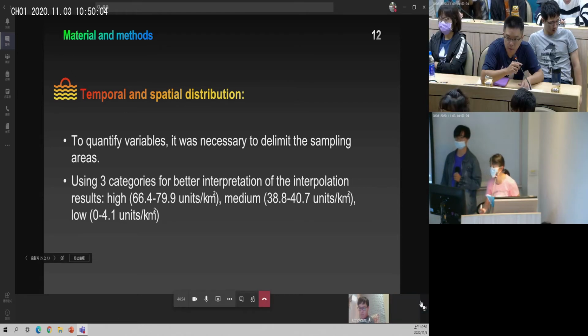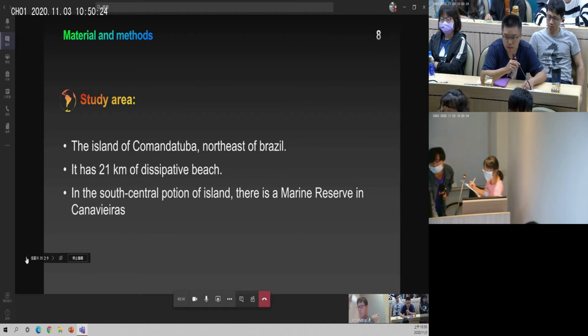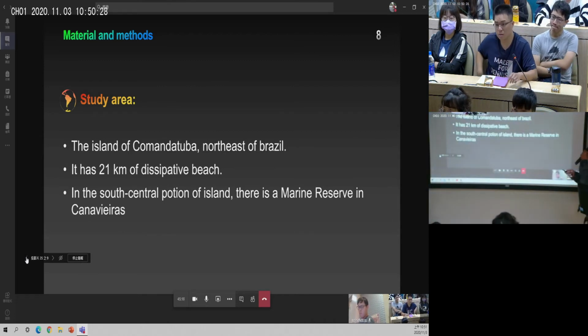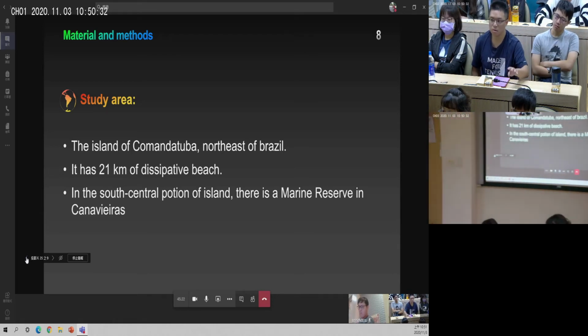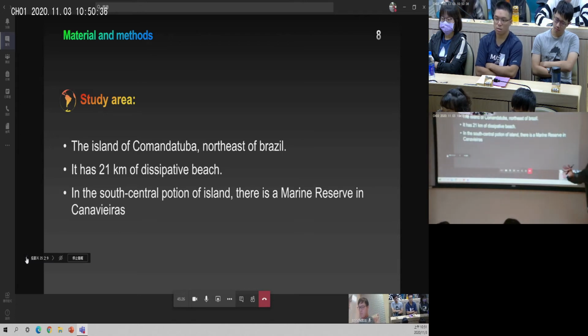Can you go back to page 10? I want to know what is dissipative beach. Dissipative means the beach is, how to say, extending in English. Yes, it is extending to 21 kilometers.